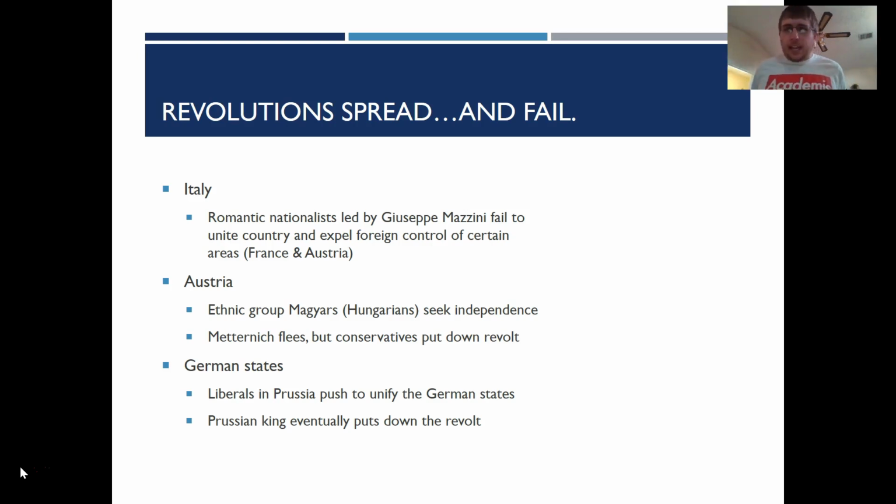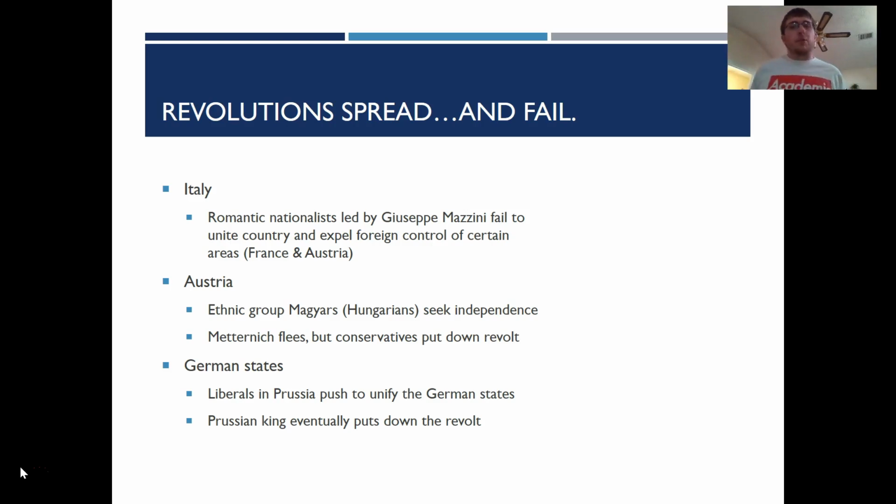In Austria, you see an empire face a revolt in one of its provinces, Hungary. The Magyar people, led by Louis Kossuth. And the Magyars are able to get some gains, and it causes enough commotion that Metternich actually has to flee. He has to run away and abdicate his position in the Austrian Empire as foreign minister. But the conservatives end up putting the revolt down, and Hungary stays a part of the Austrian Empire.